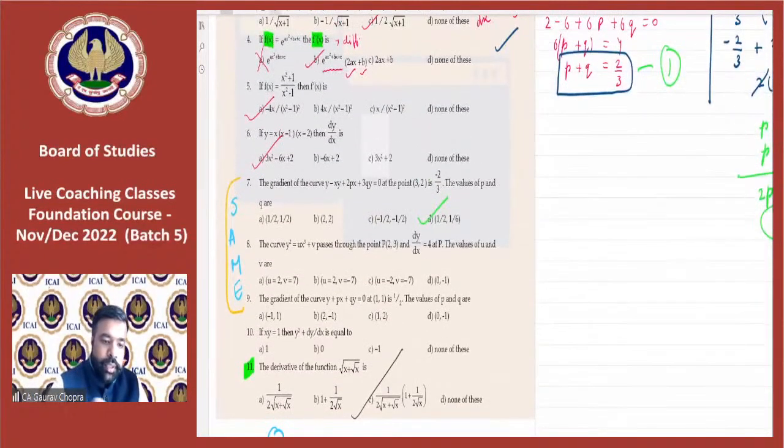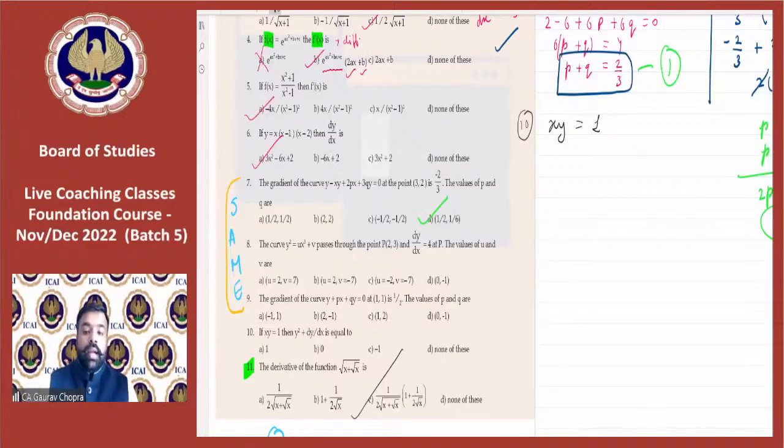So question number 10. It says xy is equal to 1. Then we have to find out the value of y square plus dy by dx. This we have to calculate. So xy is equal to 1.